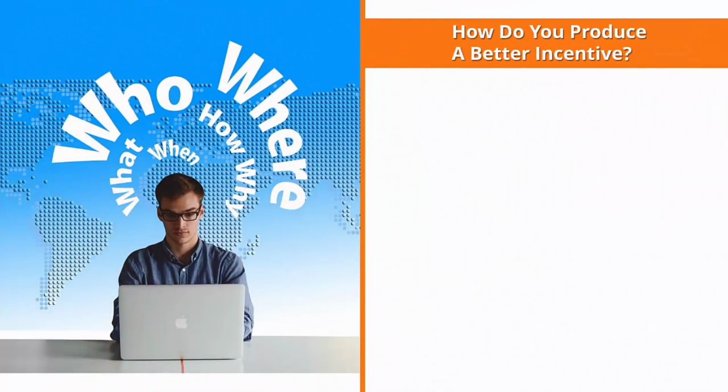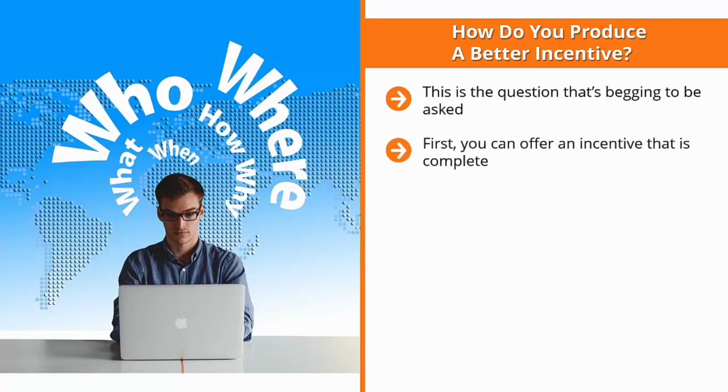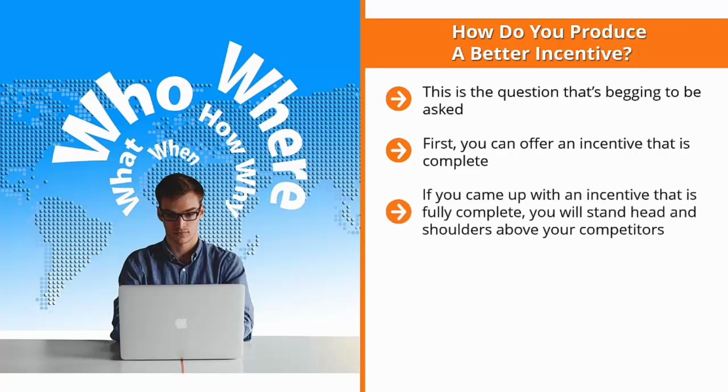How do you produce a better incentive? This is the question that's begging to be asked. Now that we're clear that we have to come up with an incentive that either blows the competition out of the water or is perceived to be better, how exactly do we go about doing that? Here are some ideas. First, you can offer an incentive that is complete. In other words, when you study your competitors' incentives, they might be holding back on certain pieces of information. They might be offering really basic information. If you came up with an incentive that is fully complete, you will stand head and shoulders above your competitors.